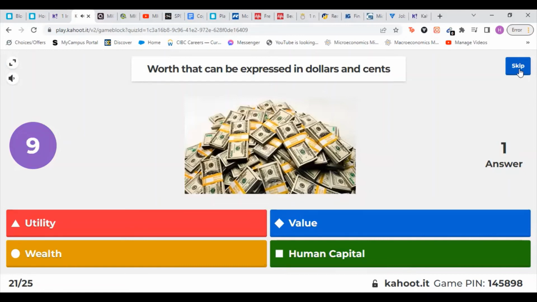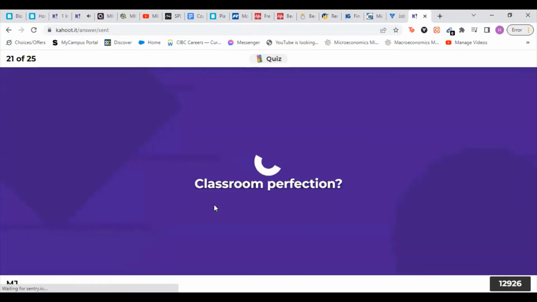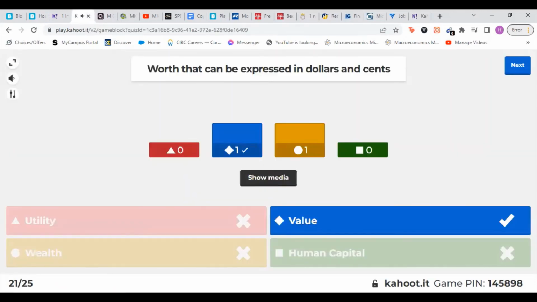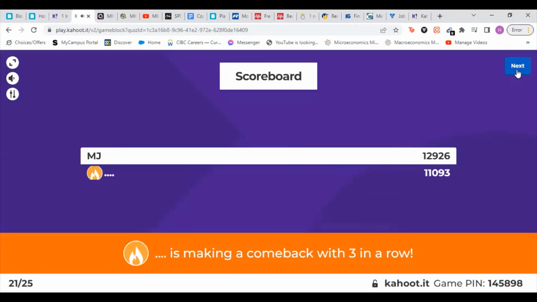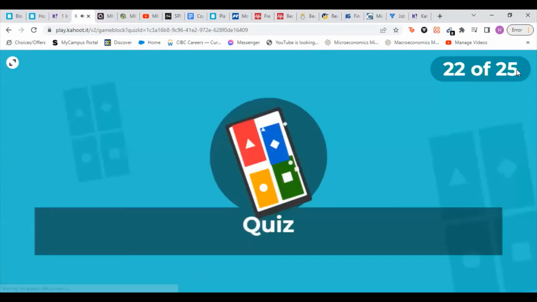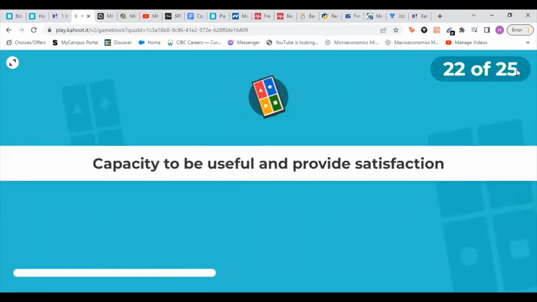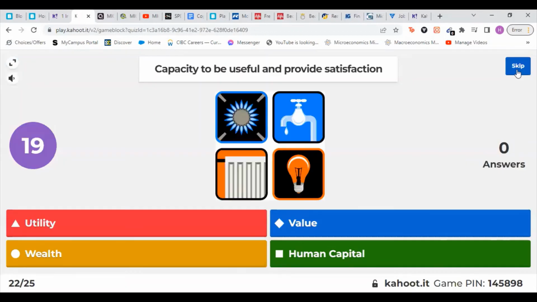Would that be wealth again, or value? Oh, value. Okay, that was a hard one. I guess those two words kind of mean the same thing. Yeah, I agree. I think they would mean the same thing. They're pretty much the same thing. Yeah. Utility. Utility. Okay.